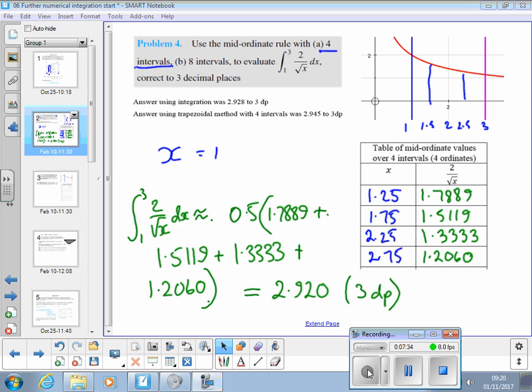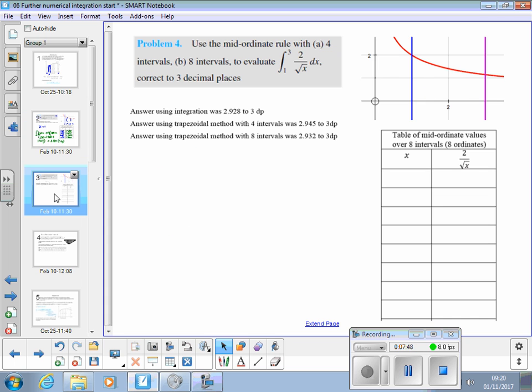It's closer than 4 intervals using the trapezoidal method. So please have a go at doing the mid-ordinate rule with 8 intervals.